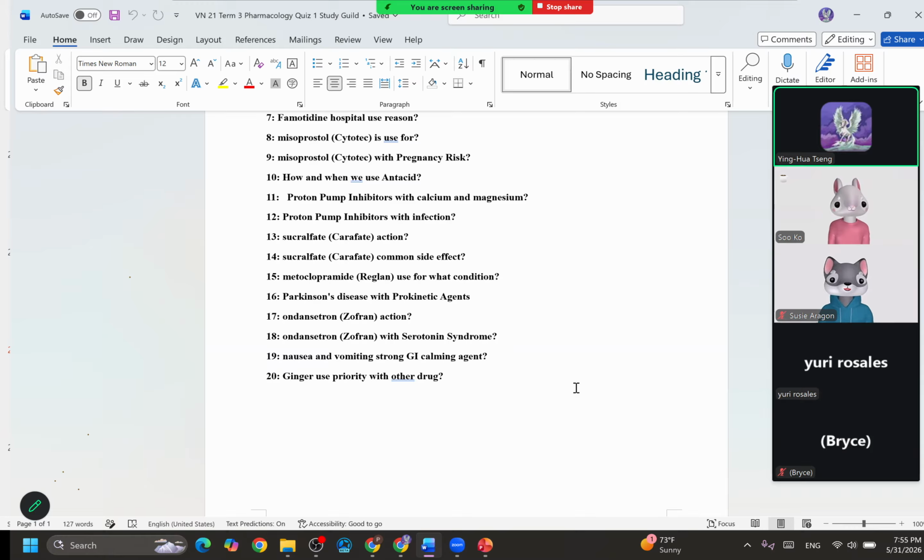Okay, Zofran, the action, number 17. It blocks serotonin. Yes, it's a serotonin antagonist agent, very good. So that also works on your brain, making your brain not have lots of serotonin. That's why you don't feel nauseous all the time. Okay, so it's a CNS effect. So this is the reason.